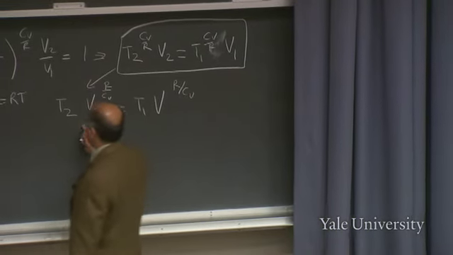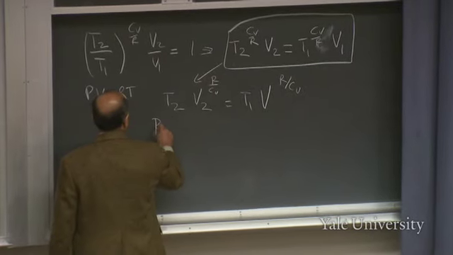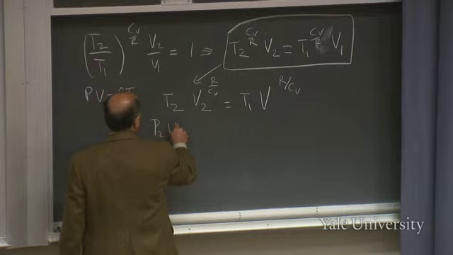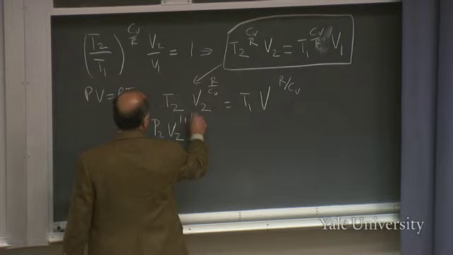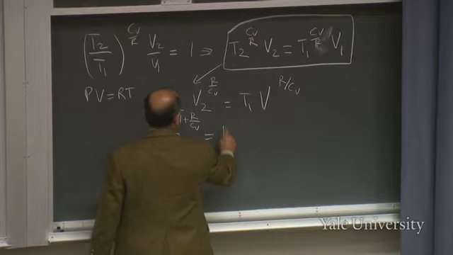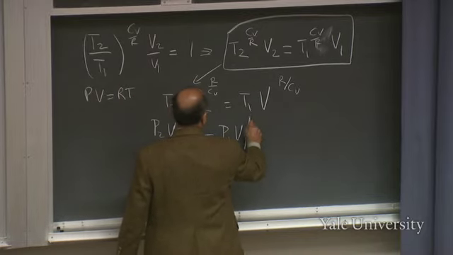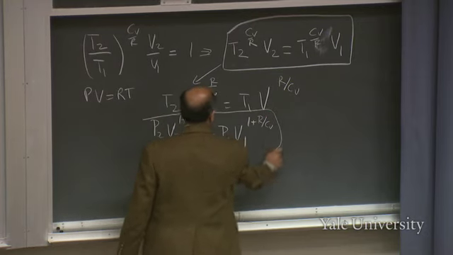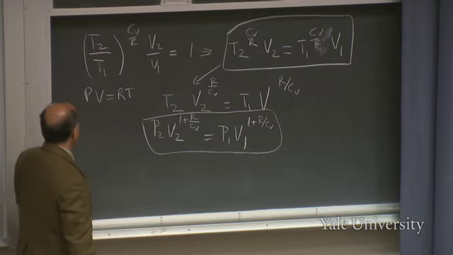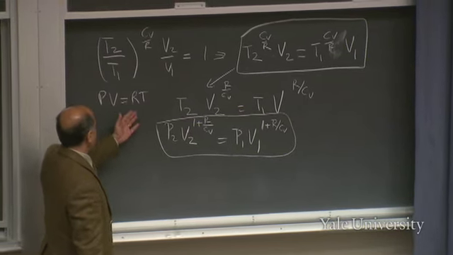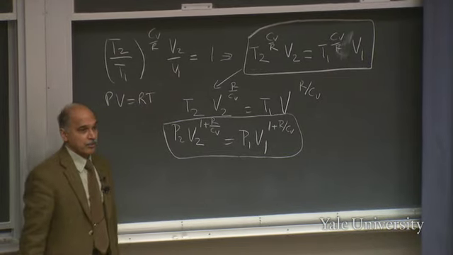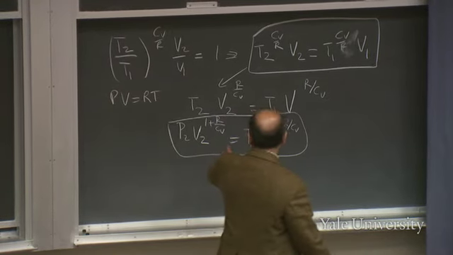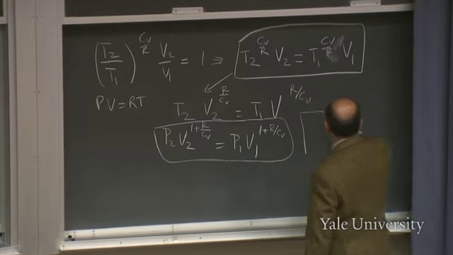Because T2 is just P2 V2. Then let me combine that V2 with this and write it as 1 plus R over CV. Then I can show it as P1 V1 to the power 1 plus R over CV. You may object that PV is not T, but it's RT, but R will cancel, so I didn't bother with that. And this, don't draw the box around this yet. I will write it in a way that's very, very standard.